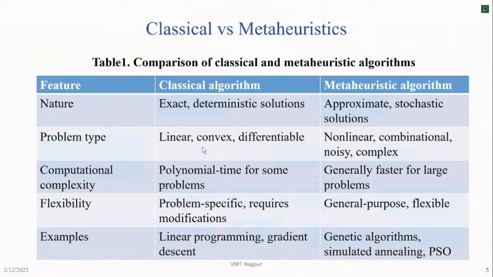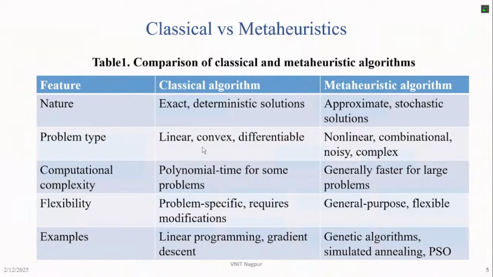Coming to the computational complexity, yes, it is having certain problems based on the types of problem we are dealing with, but it is a comparably faster algorithm. Coming to the flexibility, it is problem specific. It requires certain modifications. We can't use the same optimizer for all of the problems, but it is general purpose.